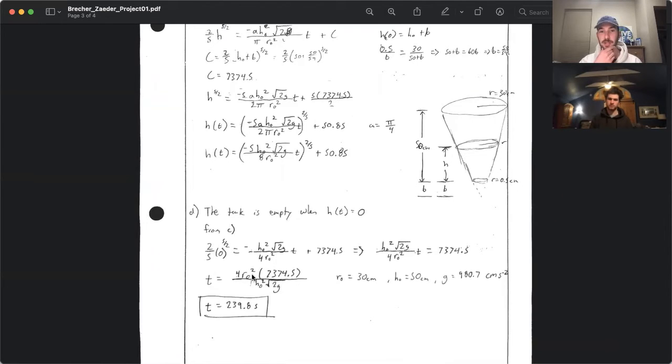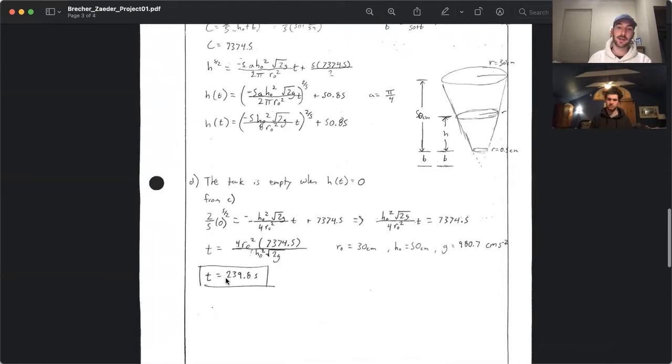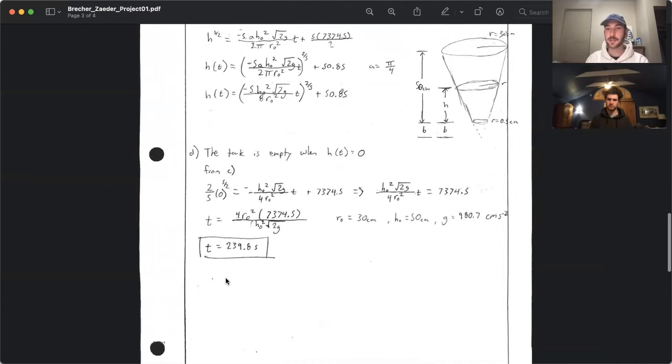We're able to solve for t, and then plugging in our initial conditions, 30 centimeters, 50 centimeters. And then our g, for our gravity constant, we have to convert to centimeters per second squared. So that just becomes 980.7. Plugging in all the numbers, we get 239.8 seconds for our time.